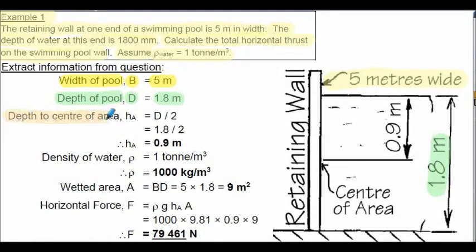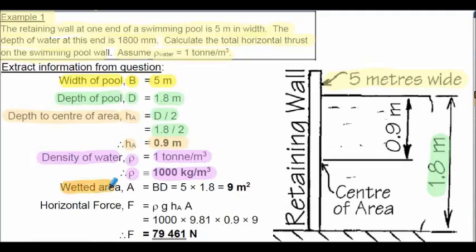So the depth to the centre of area, HA, is simply D divided by 2. In this case, that's 1.8 divided by 2. So HA is 0.9 meters. The density of the water, symbol rho, is 1 ton per meter cubed. So rho is 1,000 kilograms per meter cubed, as there are 1,000 kilograms in 1 ton.